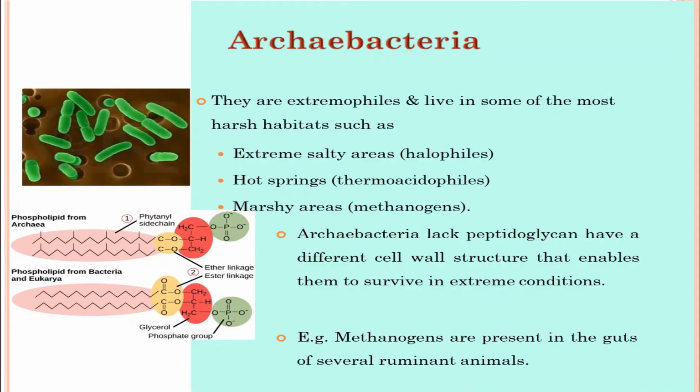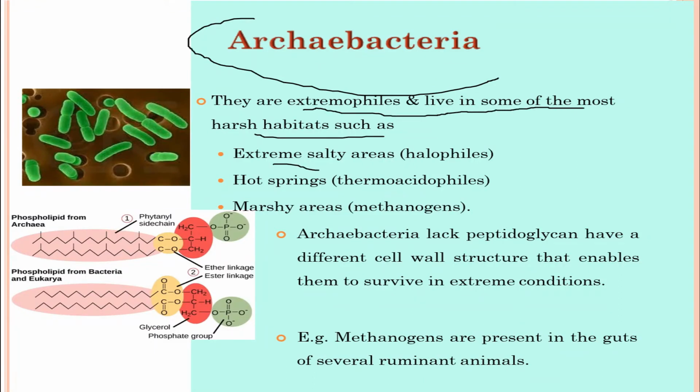Talking about the Archaebacteria, these are extremophiles and live in most harsh habitats such as extremely salty areas, known as halophiles, hot springs, known as thermoacidophiles, and marshy areas, known as methanogens. So Archaebacteria are the ones which can survive in extreme conditions, and these are the three types of Archaebacteria, found in extremely salty areas, hot springs, and marshy areas.